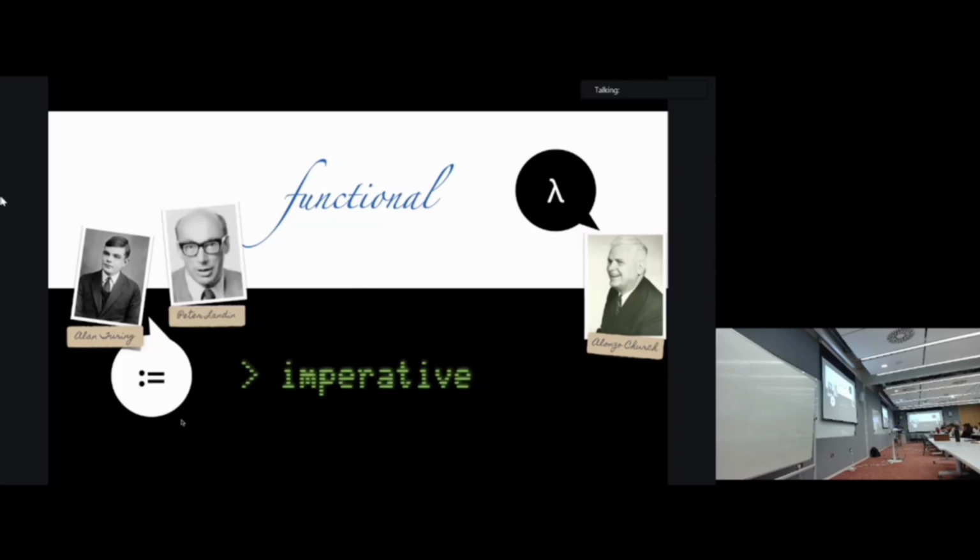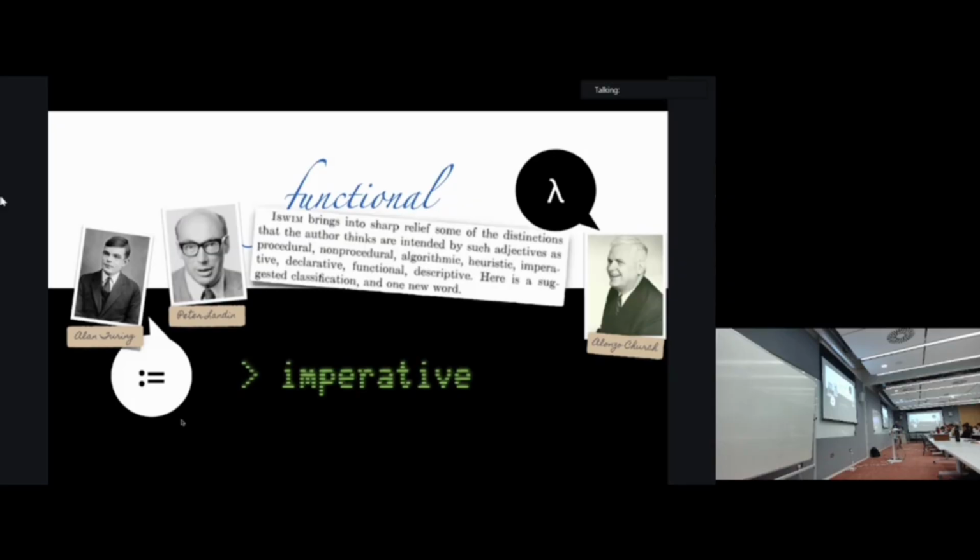And I think that what Landin would have said about this is that actually we shouldn't be thinking about this as a divide, but there should be a synergy between them. So he says that Strachey brings into sharp relief some of the distinctions the author thinks are intended by such adjectives as procedural, non-procedural, algorithmic, heuristic, imperative, declarative, functional, descriptive. Here's a suggested classification in the new word. He wants us to think about what denotative programming is.